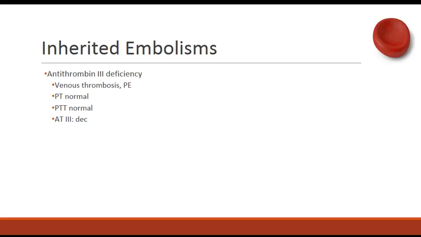Antithrombin 3, this is a deficiency. Antithrombin 3 is a natural anticoagulant that we have in our bodies, and it helps to prevent us from having clots. These patients lack that, so they tend to have clots, and they have venous and pulmonary as well. Their PTT is normal, but their antithrombin 3 assay is decreased.